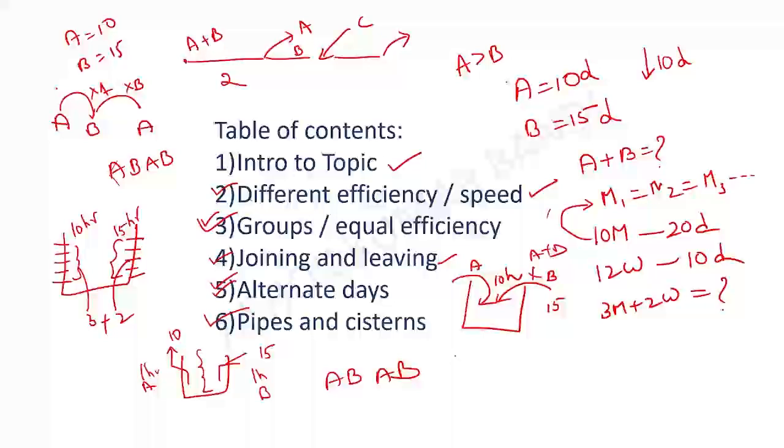The only difference here is in pipes and cisterns you may come across a leak. That means that in time and work, if you are doing any work, nobody is going to spoil it. But coming to pipes and cisterns, there may be a leak. Because of the leak, some of the water may come out. So how long will the pipes take to fill the same tank by compensating this leak effect? That is the only extra point that we are going to learn in pipes and cisterns.